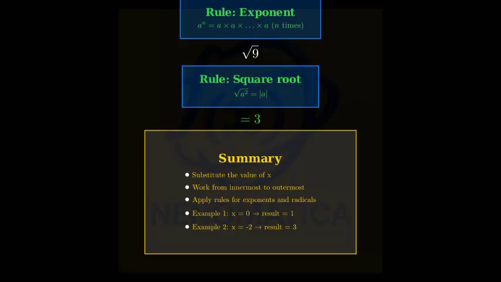We've seen how this works with two examples. When x equals 0, the result is 1. When x equals -2, the result is 3. Remember that squaring a negative number gives a positive result, and the square root of a perfect square is simply the positive value being squared.